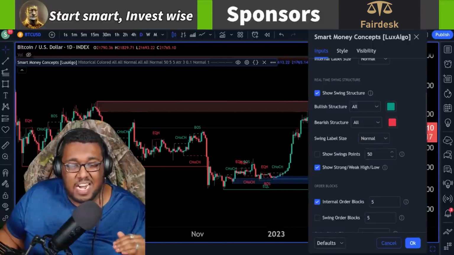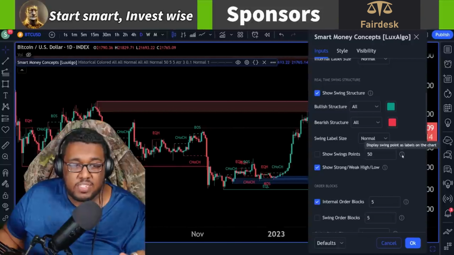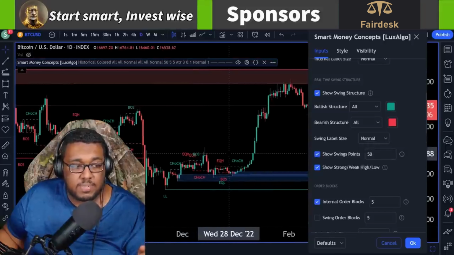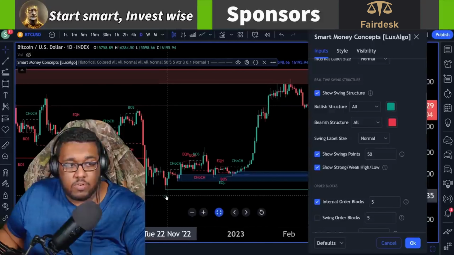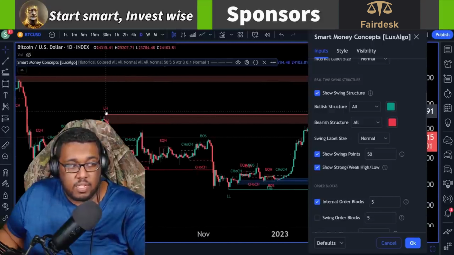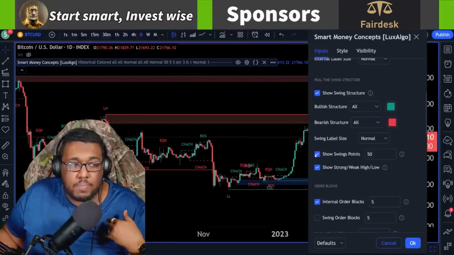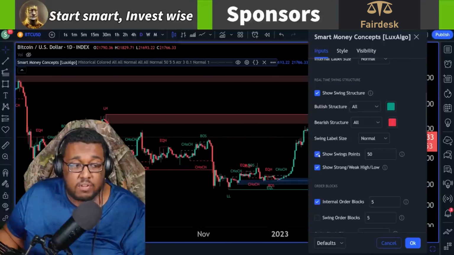Show swing points. I don't do this, but basically if you hover over it, it says display swing points as labels on the chart. I don't really see the point of doing this. This talks about higher highs versus lower lows. If I click on it, you may see some things pop up here. You see how it says lower low right there. Lower high right here. I don't particularly need that. I don't think it really provides much value for me, but if you feel like you need that and you're a new investor, by all means, keep it on there until you get used to just seeing it with your own eyes, okay?